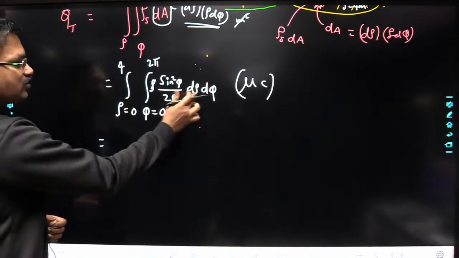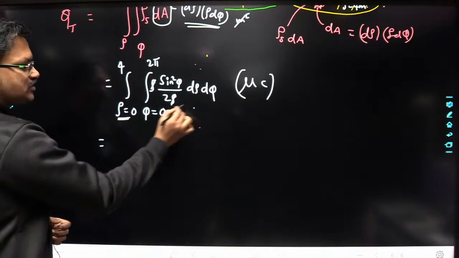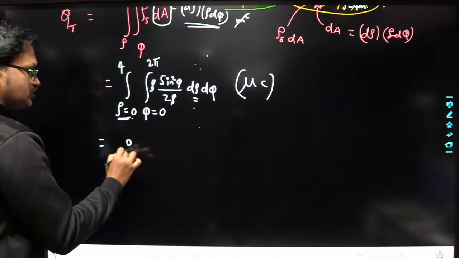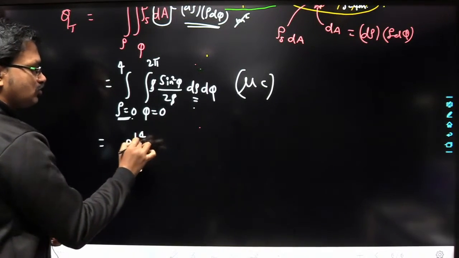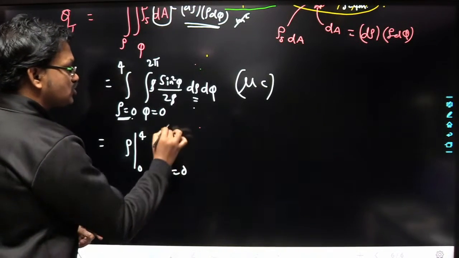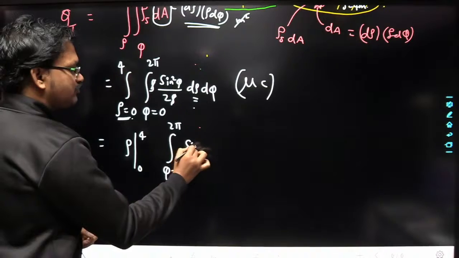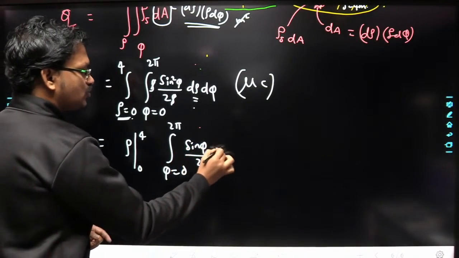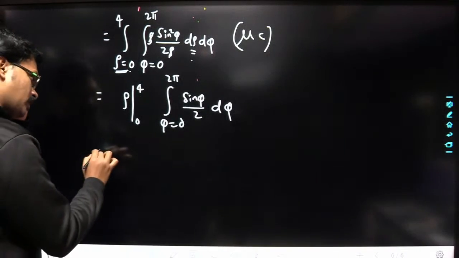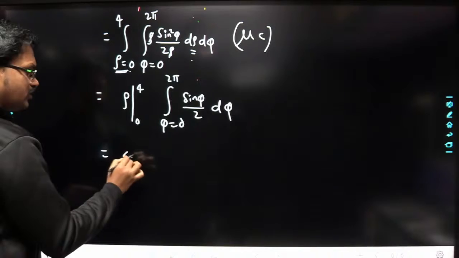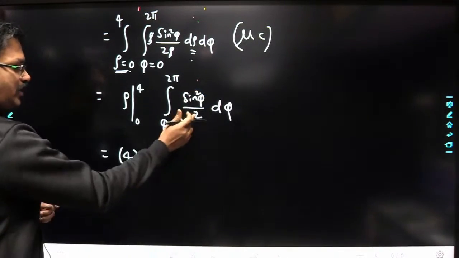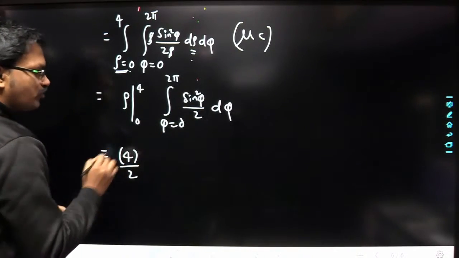Now integral d rho here. I am doing the integration with respect to rho. So integral d rho is nothing but rho. If you substitute the range, that is rho is from 0 to 4. Understood? Next, what is left out here? Integral phi is equal to 0 to 2 pi sine square phi divided by 2 into d phi. So if you substitute the range here, you are going to get 4 here. I am taking 2 outside the integration, so you will get 4 by 2 here.